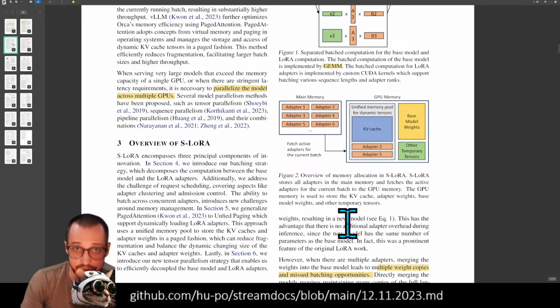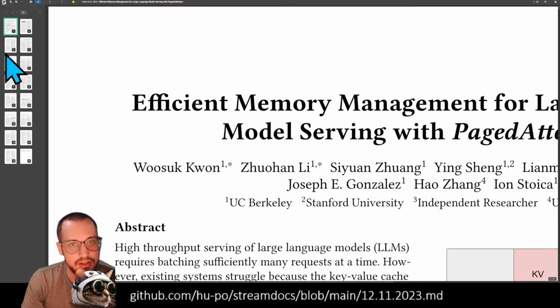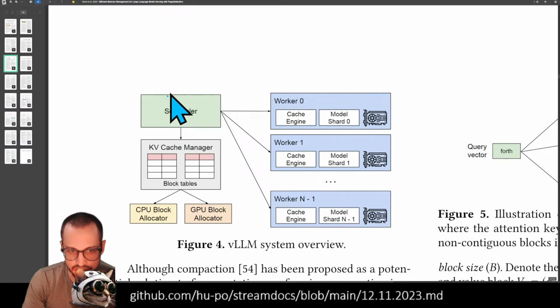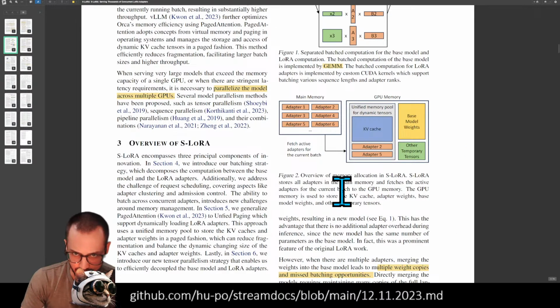All right, what do we got here in figure 2? Figure 2, overview of memory allocation in S-LoRA. S-LoRA stores all adapters in the main memory and fetches the active adapters for the current batch to the GPU memory. Okay, so S-LoRA is basically doing this fetching, similar to the paper here, where you have this scheduler. So the scheduler is being clever about which things it gets from the main memory, which is the RAM, to bring into the GPU memory. So that's what's going on here.